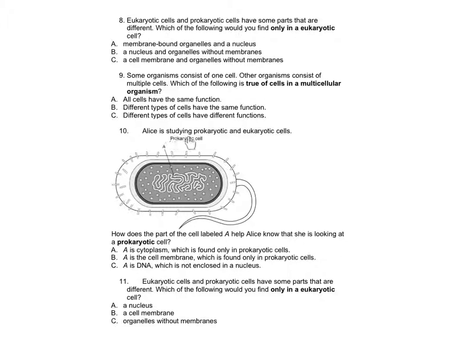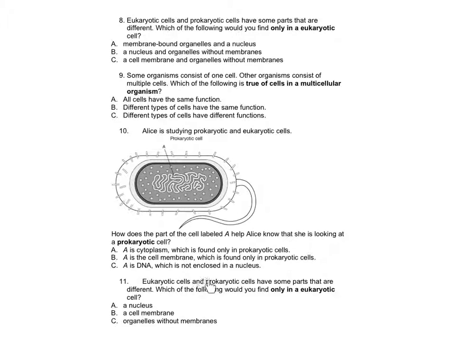Number 10, Alice is studying prokaryotic and eukaryotic cells. How does the part of the cell labeled A help Alice know that she is looking at a prokaryotic cell? A, A is cytoplasm, which is found only in prokaryotic cells. B, A is the cell membrane, which is found only in prokaryotic cells. C, A is DNA, which is not enclosed in a nucleus.